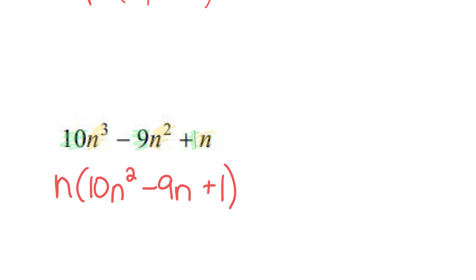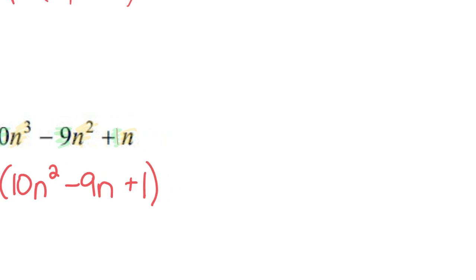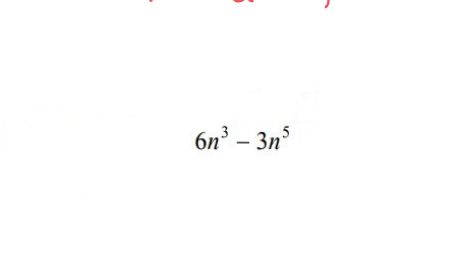All right, let's do one more, and then I'll let you try a few. All right, this one we have 6n to the third minus 3n to the fifth. The number part of that, 6 and 3.